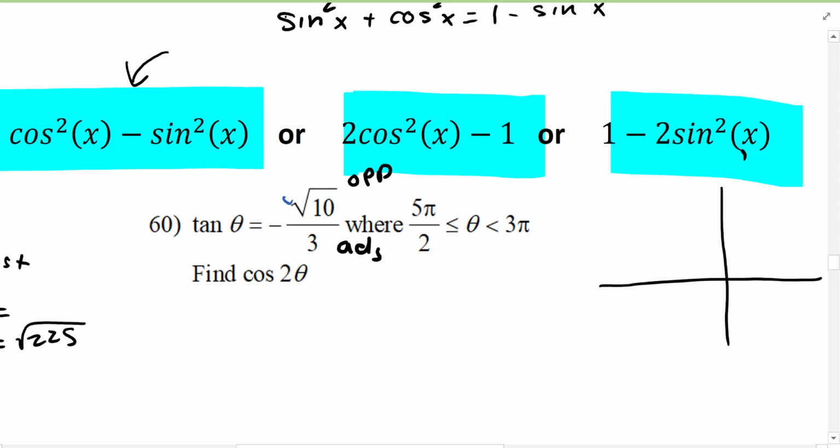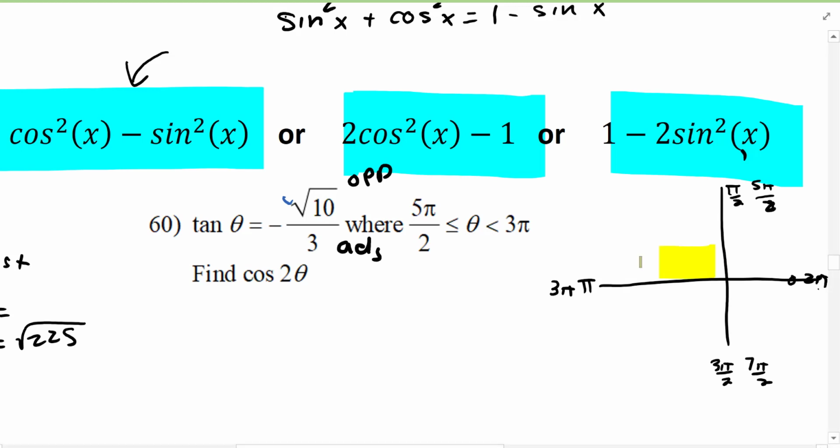So here's 0 and 2 pi. Here is pi. Well, 1 pi plus 2 pi, so this would be 3 pi. You get the idea. This is pi halves plus 2 pi, that would be 5 pi halves. This would be 3 pi halves or 7 pi halves. And this tells us it's between 5 pi halves and 3 pi.